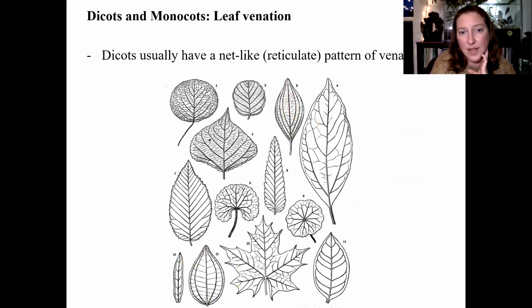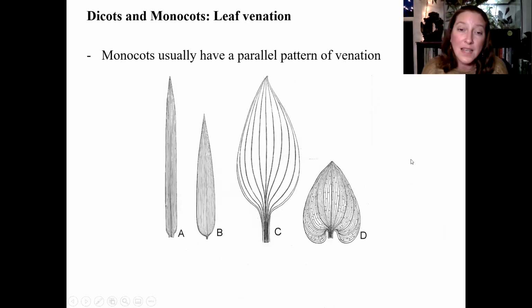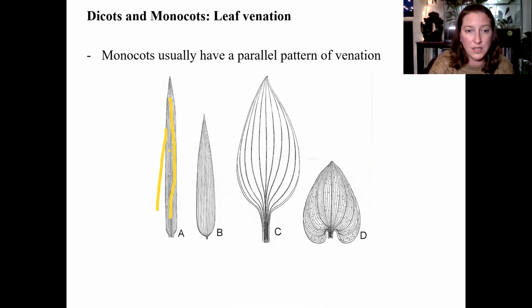So trust me when I say that everything on this slide here has a net-like or reticulate vein pattern, or leaf venation. Whereas here are the monocots that have this parallel type of venation pattern that I've been trying to say. So this is that grass from the very first slide where I started doing these crazy lines, right? Here's more. So you could see they're all parallel to one another, right?